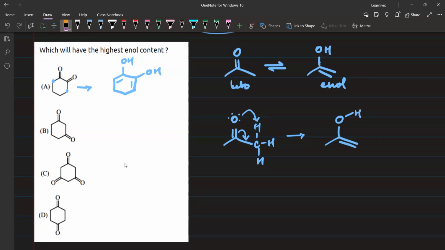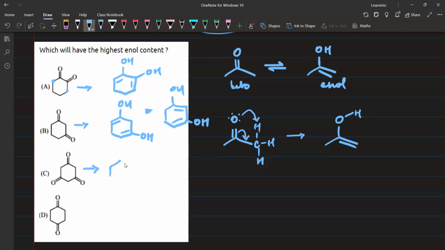Time is done. See, for this you will either get something like this: OH, double bond here and double bond here, right? Or you can get an enol form, which is like this. This will be OH, this will be OH, and you can have a double bond here and a double bond here. Okay. And in all of the cases, we'll be having two double bonds inside.